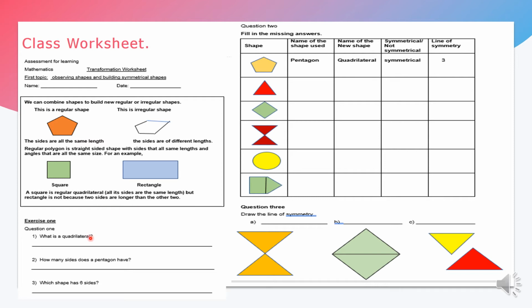So what's a quadrilateral? Or basic terms, it's not necessarily here because they've learned it before. This is just a bit of a reminder. Okay, how many sides does the pentagon have? Which shape has 6 sides? And then question 2, fill in the missing answers. Here are these shapes, and name shapes used. Name the shape of the name of the new shape. Symmetrical or not symmetrical, excuse me. How many lines of symmetry?